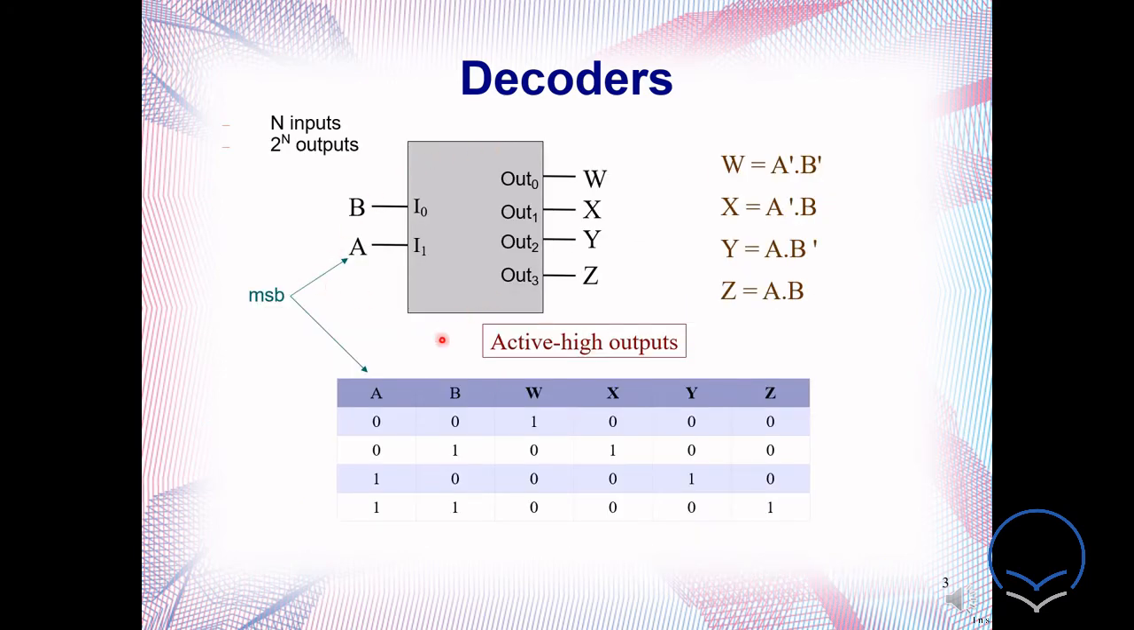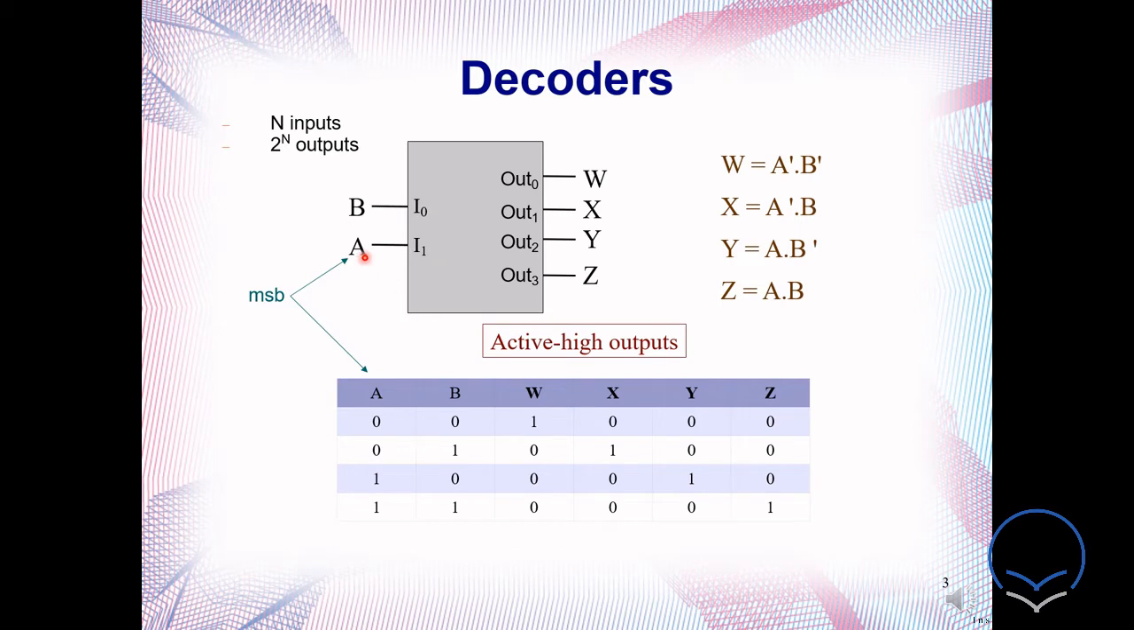So this is an active high output decoder, right? So it says active high. What does this active high mean? That means the output will be activated on an active high value. If it has 1, then it will be activated. Active low output means if it is 0, then it will be activated. Something like that. Okay. So we have two inputs, four outputs.